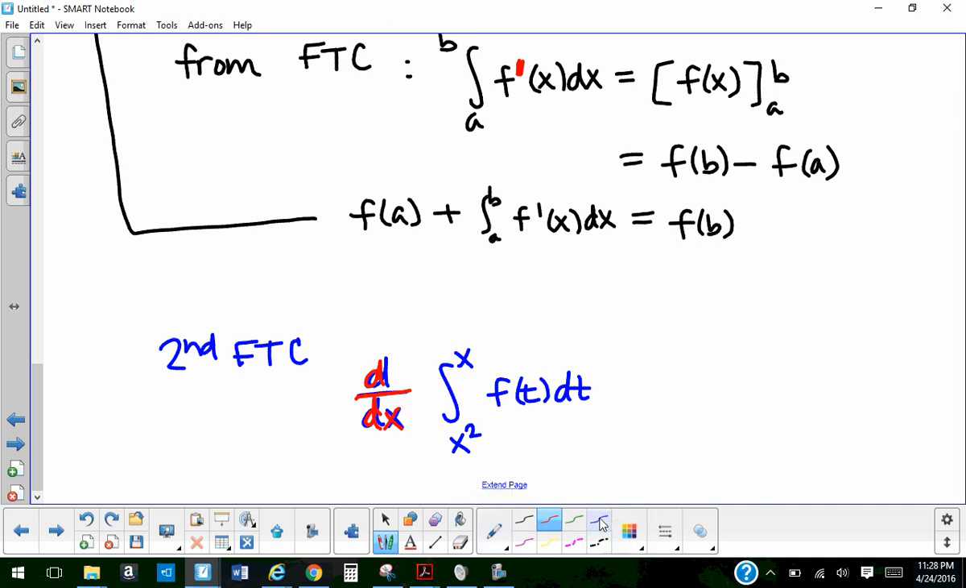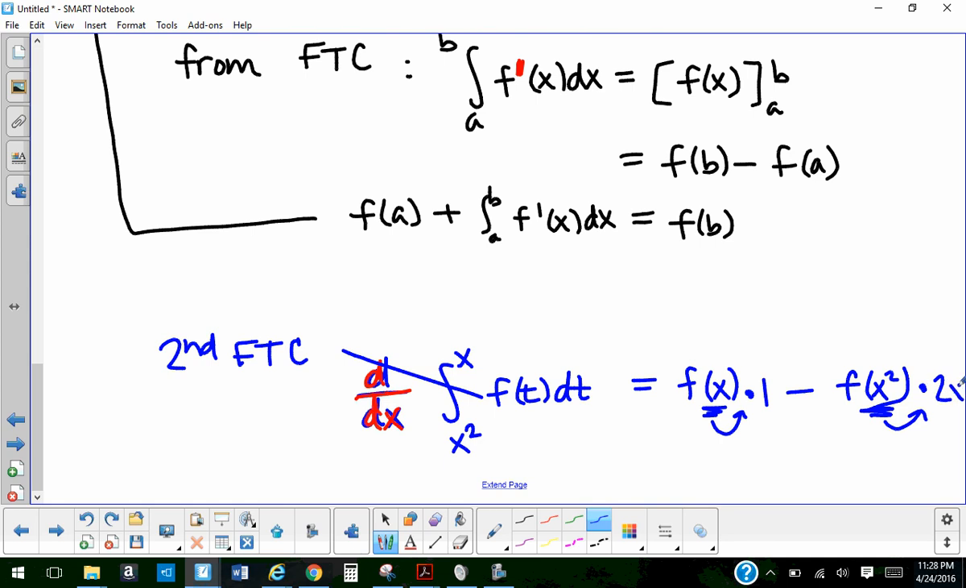Okay, if it's on the outside, this wipes out. This becomes f of x times chain rule on the x, which is 1, minus f of x squared times chain rule on the x squared, which is 2x. I do not do chain rule on the actual function itself, and that also means if I have bounds that are constants, when I do chain rule on them, they go to 0, so that would go away.